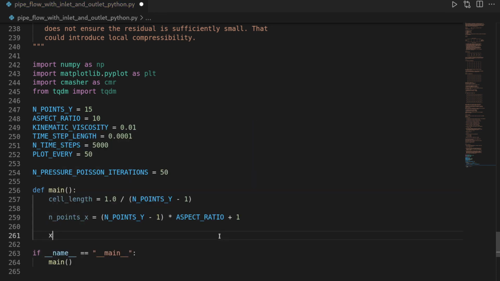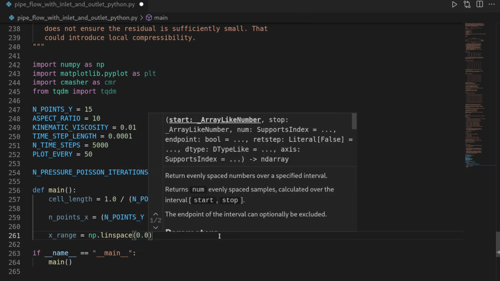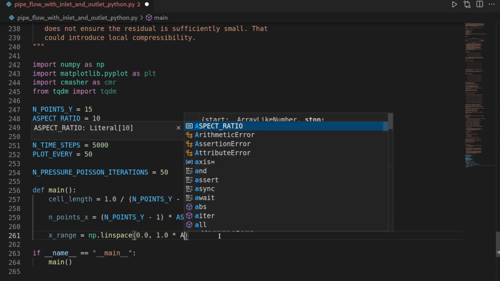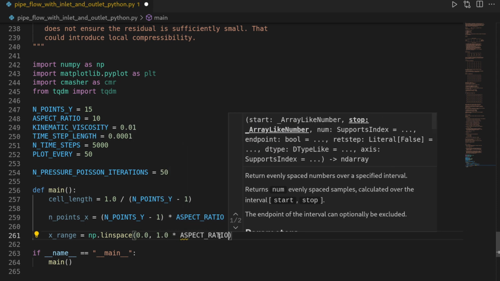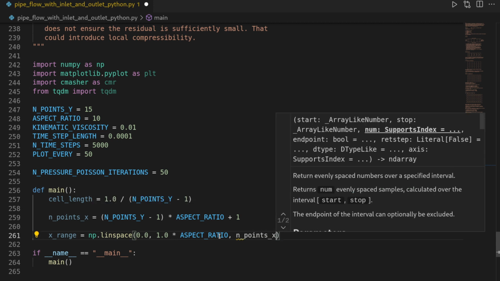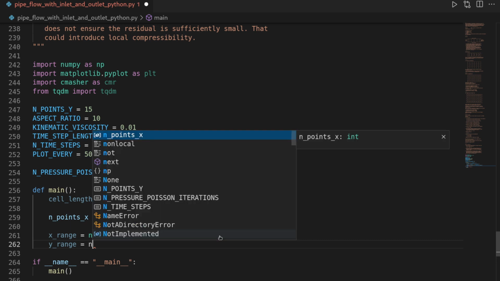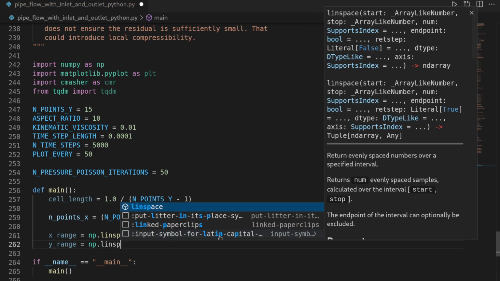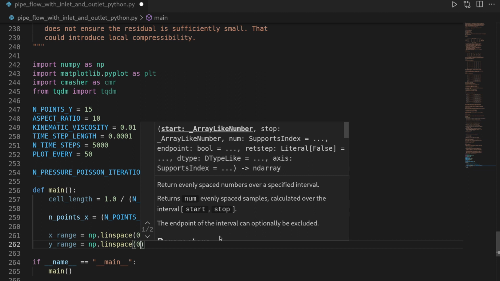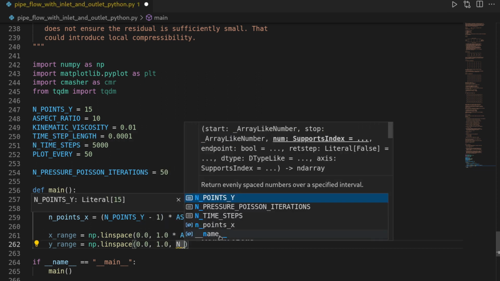Then we can define our mesh in X range by saying numpy linspace from 0 to 1 times the aspect ratio, since this is going to be the length of our domain in our unitless dimension. And here I want to use endpoints in X. And then we can define a Y range by using numpy linspace from 0 to 1. And then here we have the endpoints in Y direction.